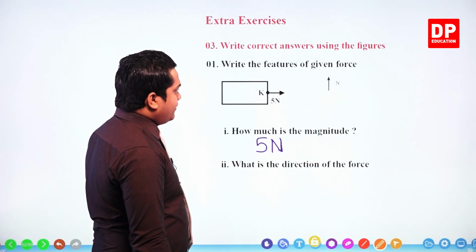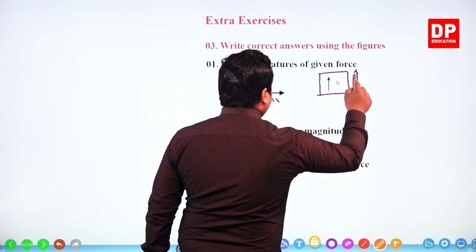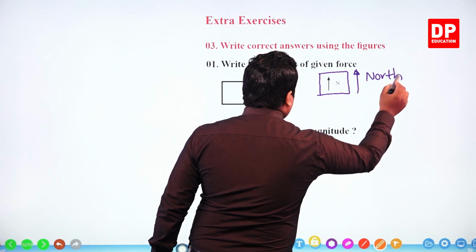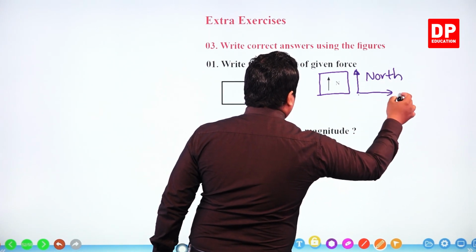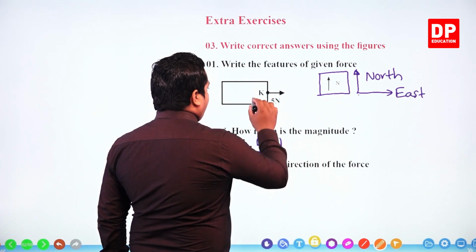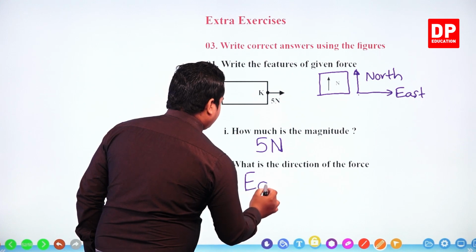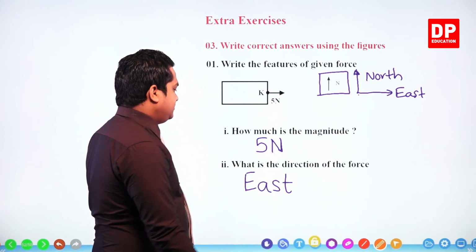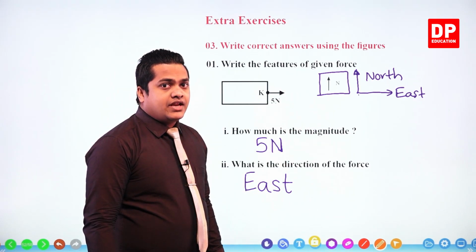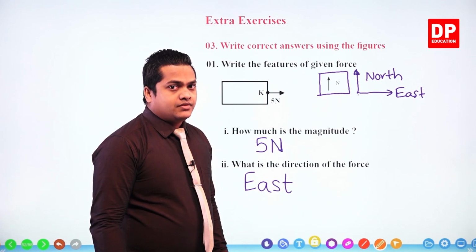What is the direction of the force? Here, you can see there is a certain symbol which shows the north direction. If it is showing N like this, then above is the north, so this should be east. So, the direction of the 5 Newton force is towards east. If this symbol is given, then that is to show the directions. Upward is always pointing north.